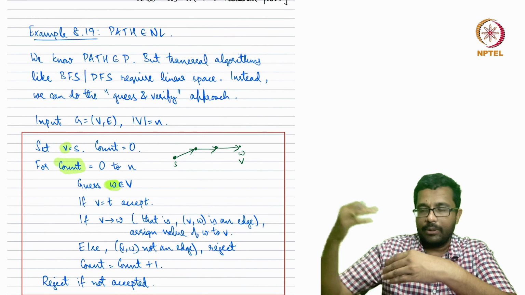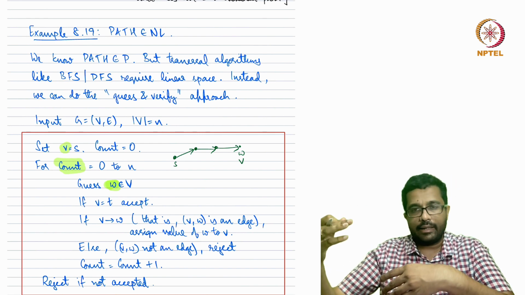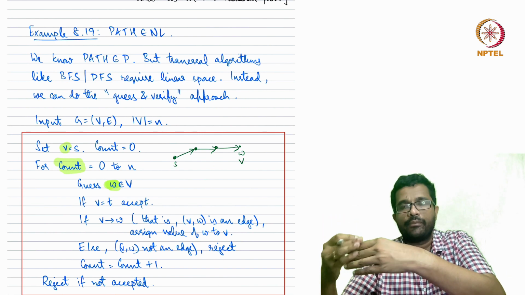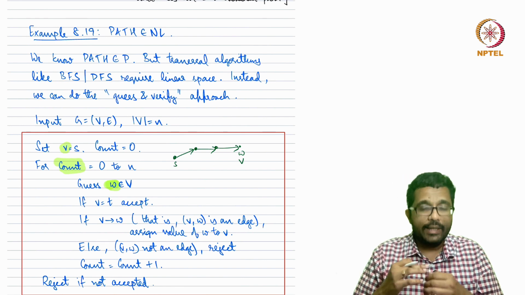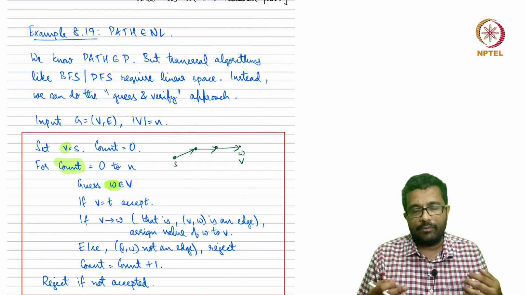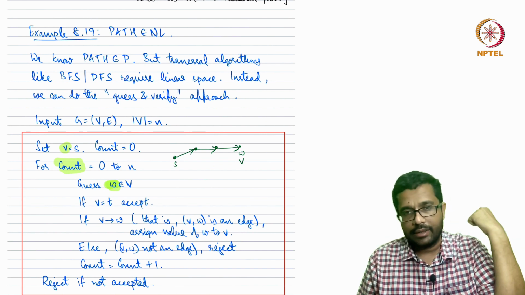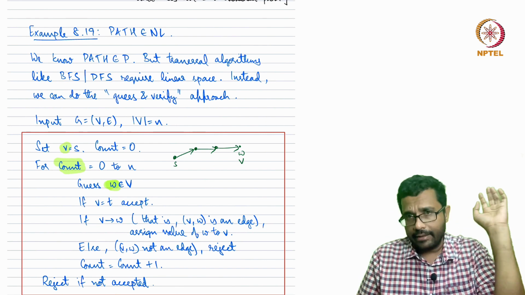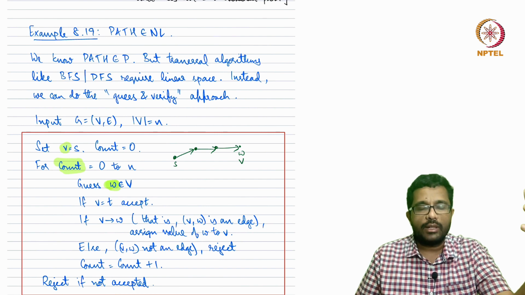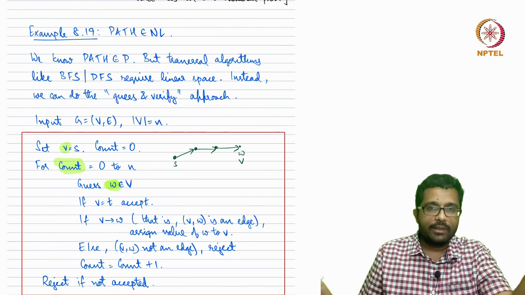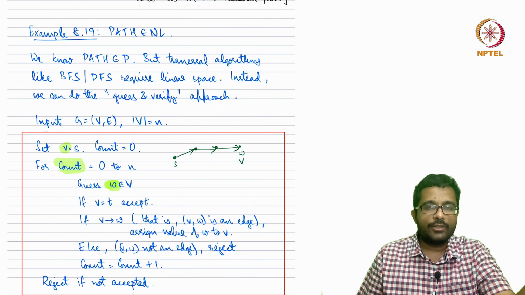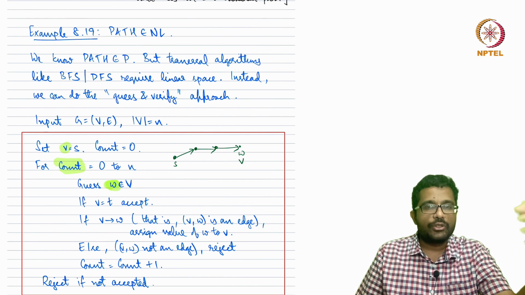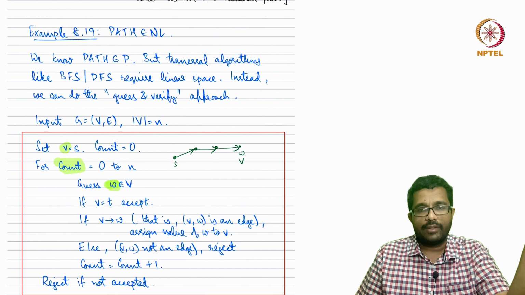So every time W is guessed, if it's a correct guess, V is updated to that. And at any time if V is equal to T, we accept, meaning we have found a path from S to T. So it's fairly straightforward. If there is a path from S to T, one of the many possible choices of W's will lead us to that path. If there is no path, then we are not going to accept anyway.